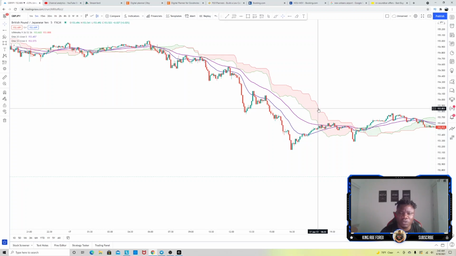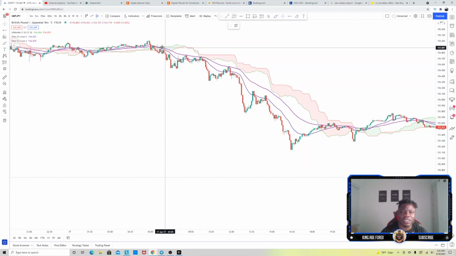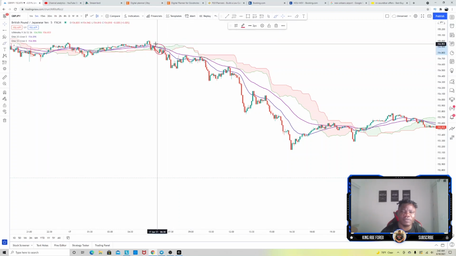Now once we have that, for the moving averages we need to see the 20 EMA cross the 50 EMA. That's our confirmation right there, and like I said earlier, we need to make sure that price is below your cloud. This is your cloud. Once we have the cross, before we get in the trade, we need a pullback. We need price to pull back.